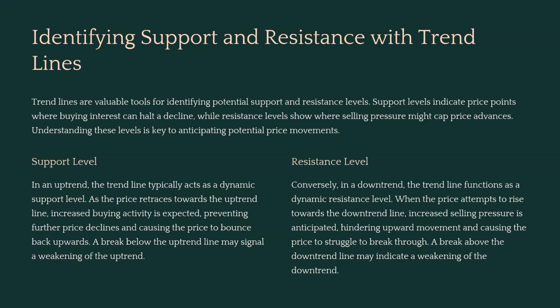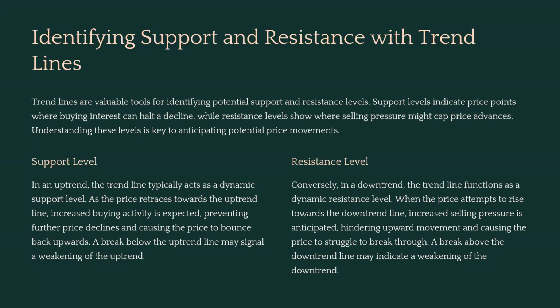In an uptrend, the trend line typically acts as dynamic support. As the price retraces towards the uptrend line, increased buying activity is expected, preventing further price decline and causing the price to bounce back upwards. A price below the uptrend line may signal a weakening of the uptrend. Later I'll show some examples of the price break.